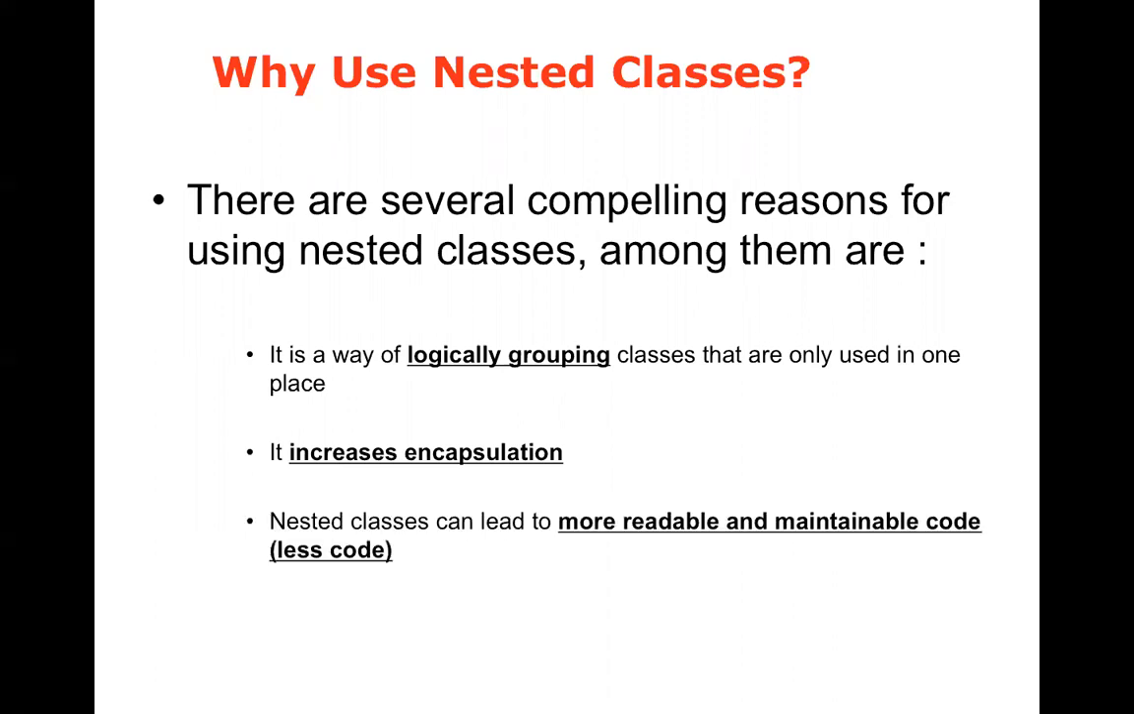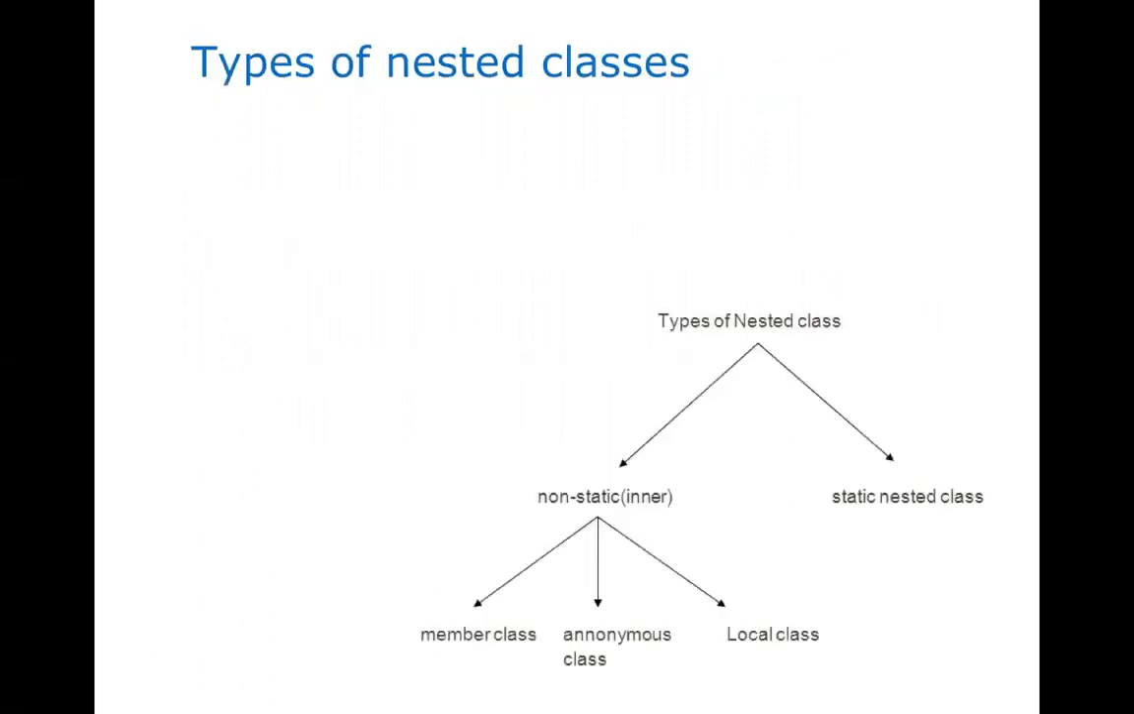And of course, nested classes can lead to more readable and maintainable code. If your nesting levels are of some reasonable length, then it is readable as well as maintainable. So, the different types of nested classes: we understood there are static nested classes and we have non-static nested classes.